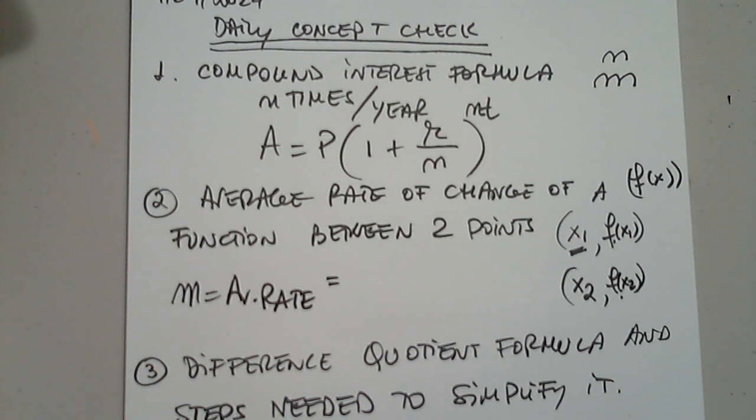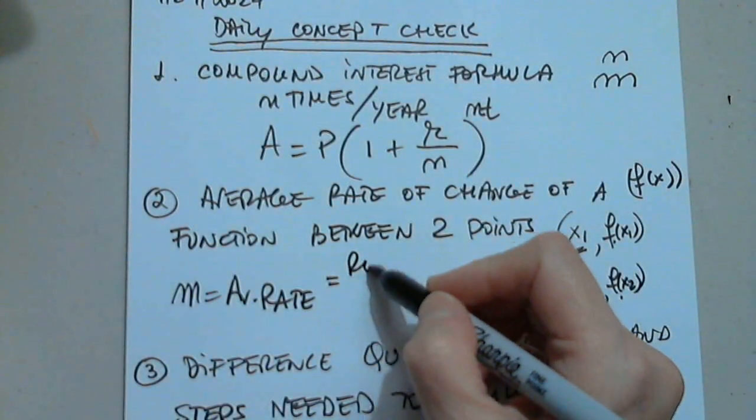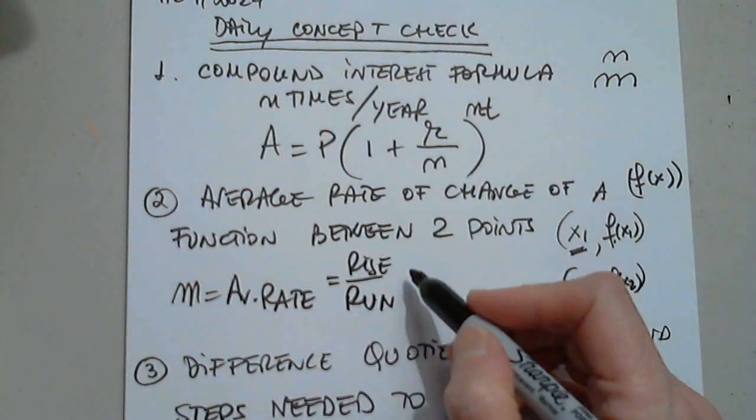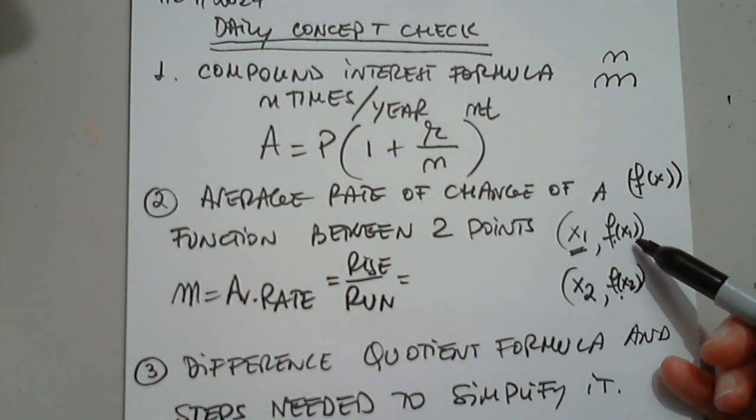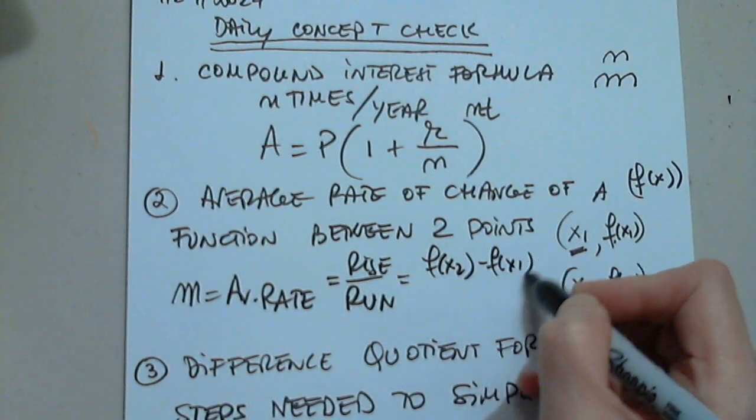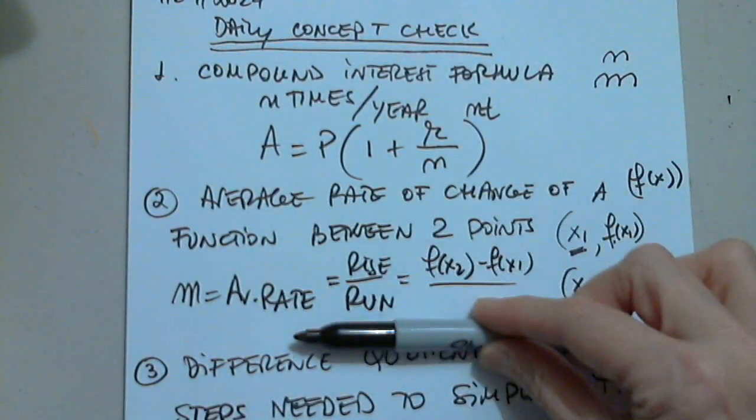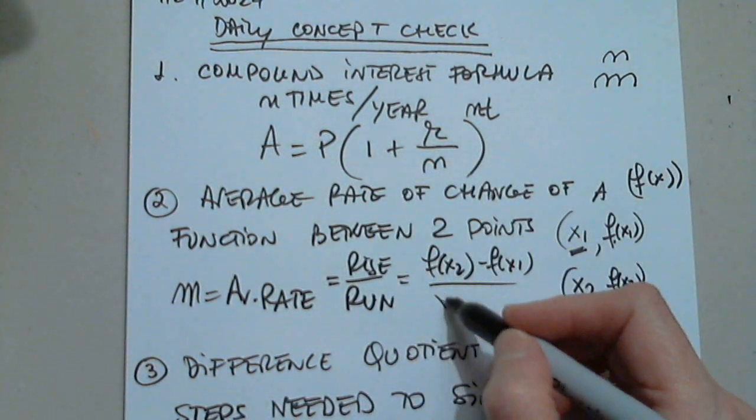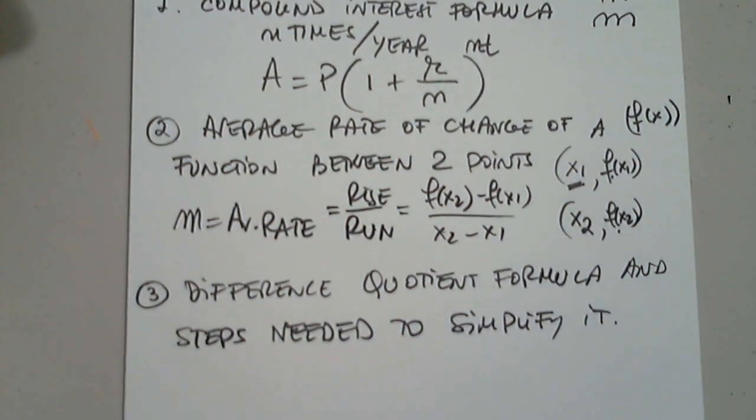So now can anyone give us the average rate of change for this function between these 2 points? Is it x2 minus x1 over y2 minus y1? Careful. It has to be rise over run. So it's not that. You're correct. So this is f of x2 minus f of x1, always the change in y over the change in x, over x2 minus x1. Okay, perfect.